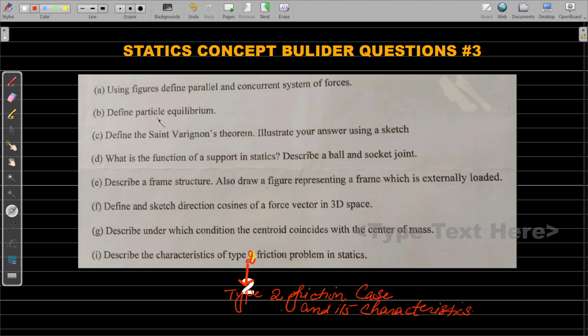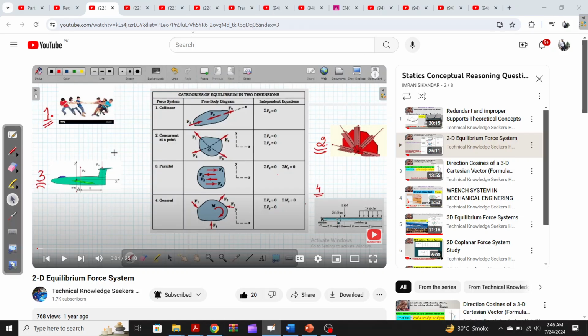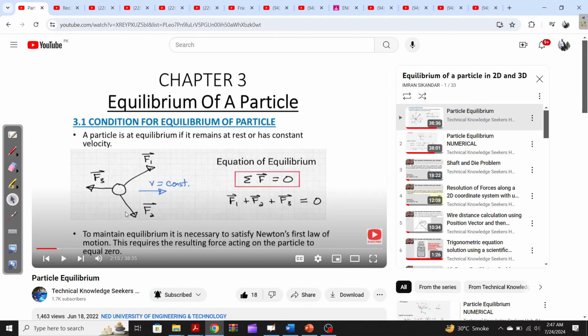All right, define particle equilibrium. If you want to define the particle equilibrium, this is just the basic definition. You can always have a definition over here. You can draw this figure, you can write this equation, and you can write these 3 lines. This is enough to get 2 marks. So this is how you define equilibrium of a particle.